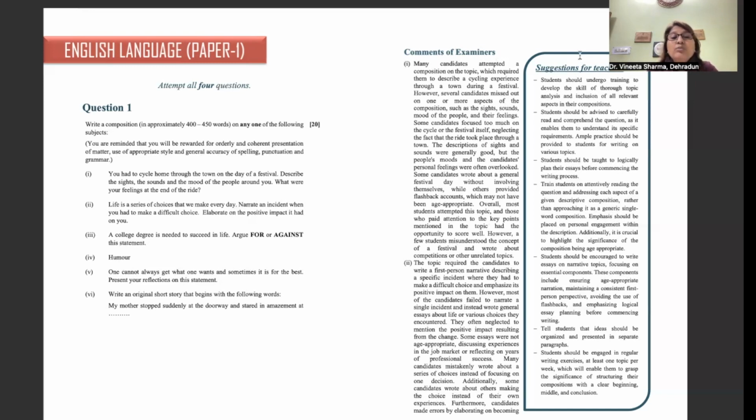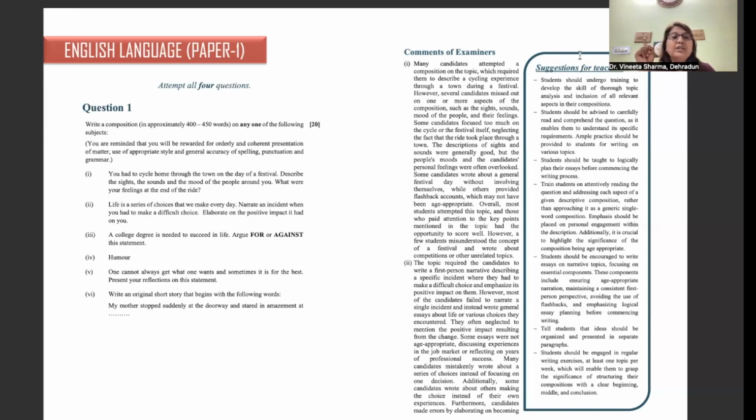You had to cycle home through the town on the day of a festival. Describe the sights, the sounds, and the mood of the people around you. What were your feelings at the end of the ride? Now, first of all, you are given the situation, and the situation says you had to cycle home through the town on the day of a festival. Now, please understand, it clearly mentioned on the day of a festival. So, you need to mention the festival. Okay, you need to tell the festival that you are going to write about. All right. So one thing is the festival that has been asked.